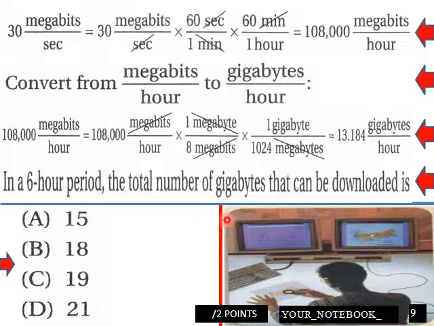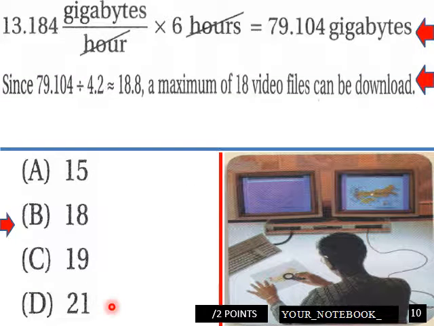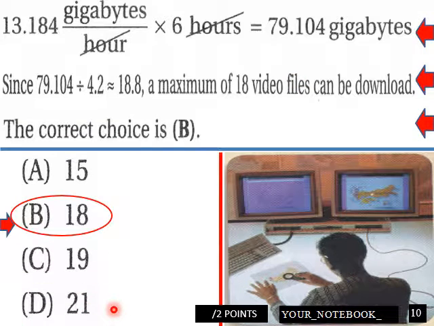6-hour period, total number of gigs that can be downloaded: 13.184 times 6 would be 79.104 gig. Since 79.104 divided by 4.2 equals 18.8, a maximum of 18 video files can be downloaded. Correct choice there.